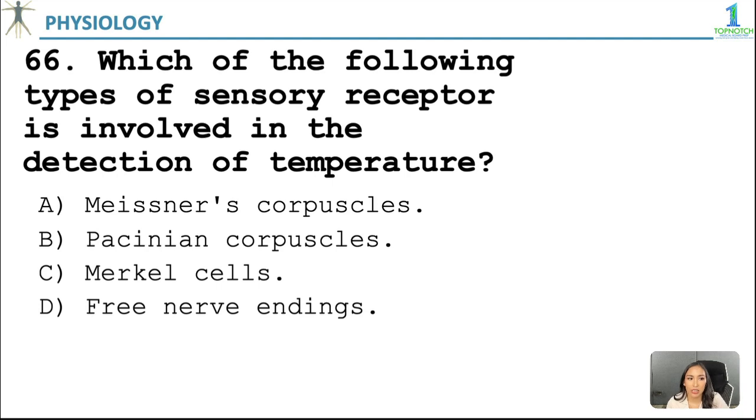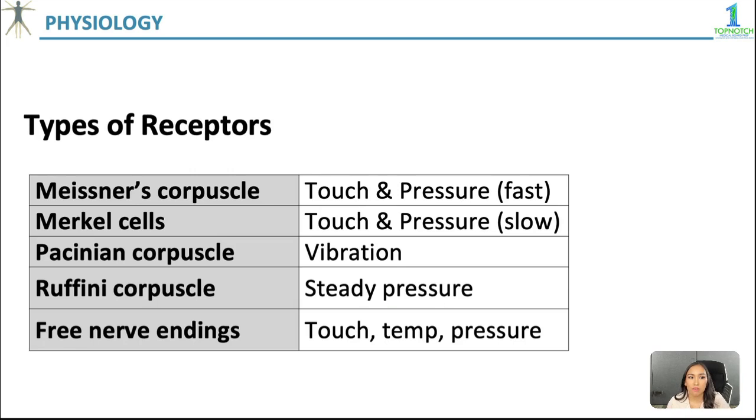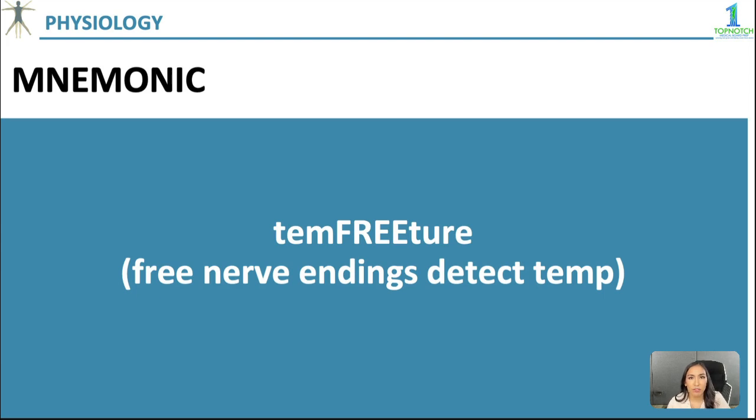Okay. 66. Which of the following types of sensory receptor is involved in the detection of temperature? Temperature. The answer is letter D, free nerve endings. So let's look at the different types of receptors. The Meissner's corpuscle is for touch and pressure, fast. Merkel cells, touch and pressure din, pero slow. Pacinian corpuscle, vibration. Ruffini corpuscle, steady pressure. And free nerve endings for touch, temperature, and pressure. Okay, how can you remember this? Temperature. Free nerve endings detect temperature.